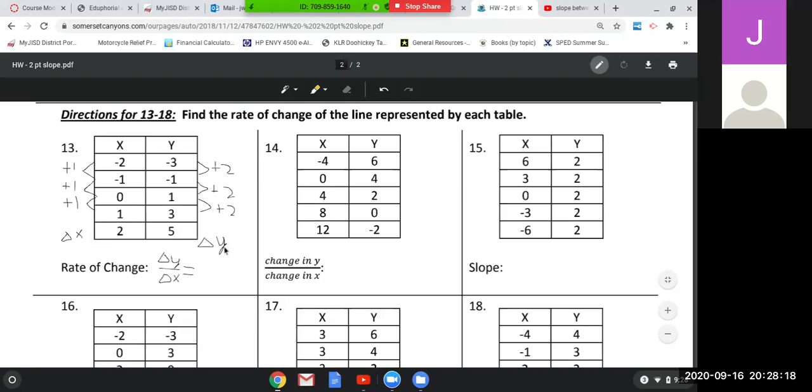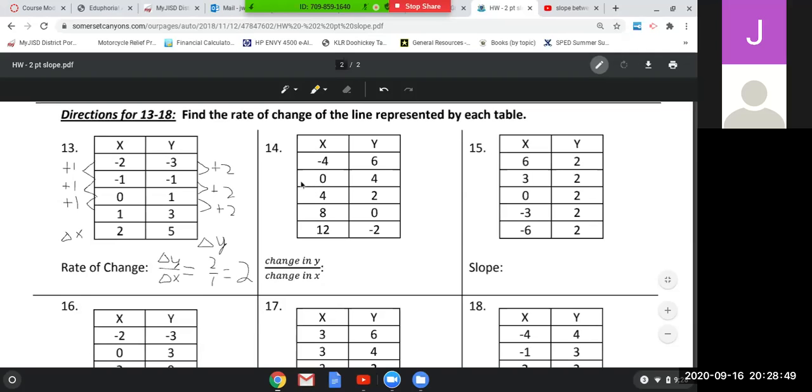I've got delta x is 1. Delta y is 2. Delta x is 1. 2 divided by 1 is my rate of change. To get that totally simplified, I can just say that's 2. So the slope here, the rate of change, the delta y over delta x, is 2. Pretty simple. Let's see another one.